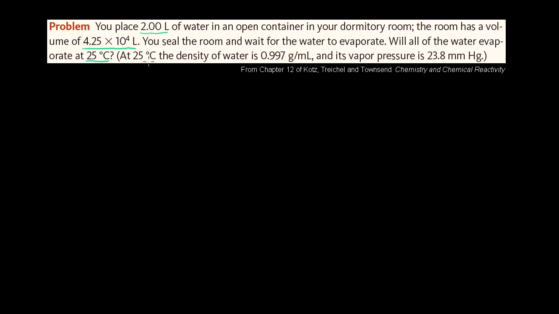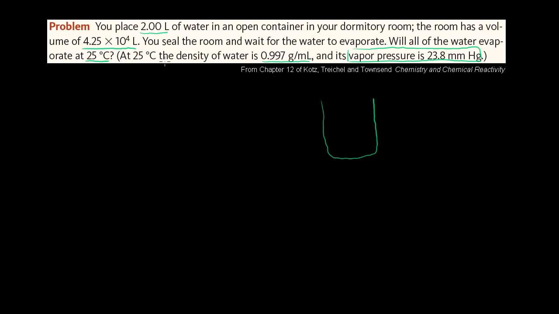And then they tell us at 25 degrees Celsius, the density of water is 0.997 grams per milliliter, and its vapor pressure is 23.8 millimeters of mercury. And this is actually the key clue to tell you how to solve this problem. And just as a bit of review, let's think about what vapor pressure is.